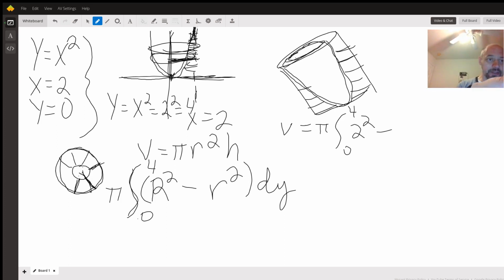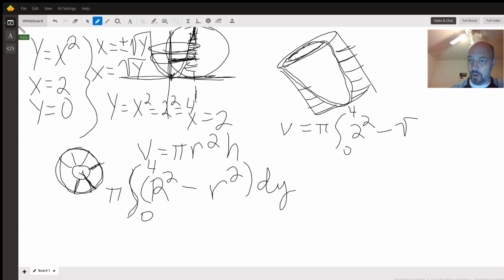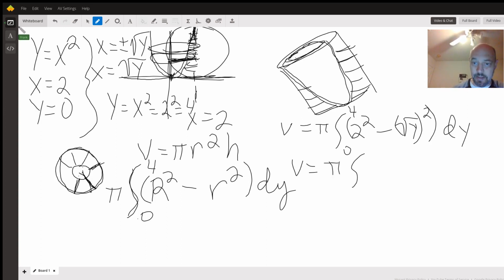So if y equals x squared, take the square root of both sides. x equals plus or minus the square root of y. And we're in the first quadrant, so only the positive. x equals square root of y. So minus square root of y squared. And then again, the height is dy. They're stacked all one on top of each other. So we can rewrite this as volume equals pi, integral 0 to 4 of 4 minus y dy.